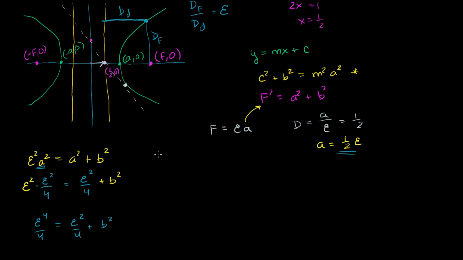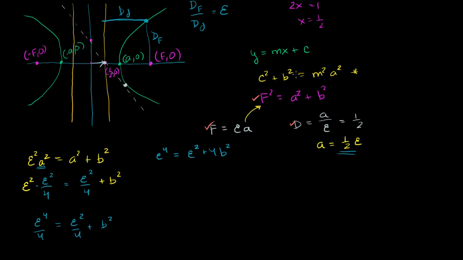We get the eccentricity to the fourth power is equal to the eccentricity squared plus 4b squared. So we have an expression in terms of e and b. And so far, we used this information, and this information. Now let's see what else. Oh, actually, right, and this information right over here. Now let's see if we can incorporate this somehow.